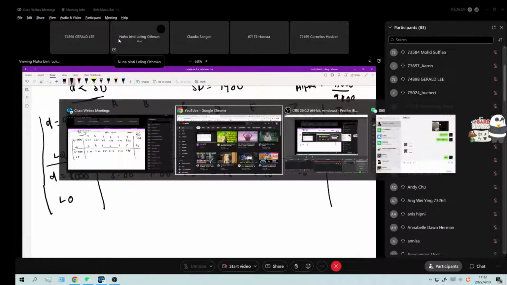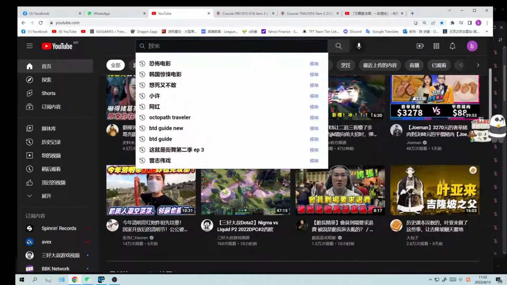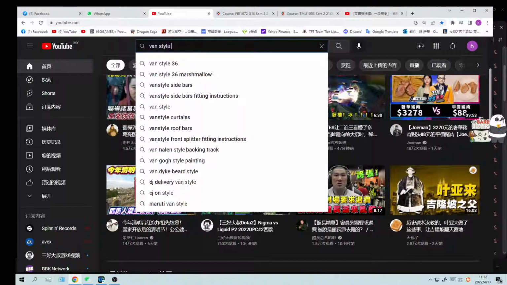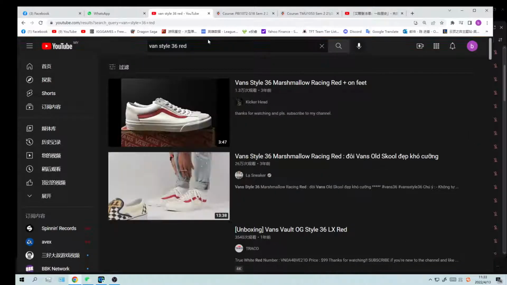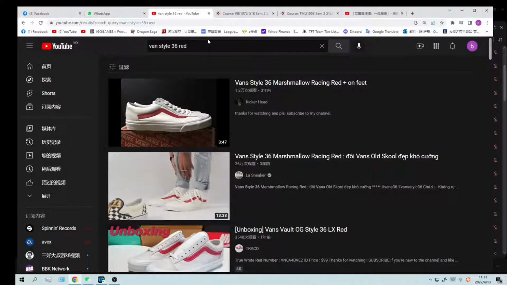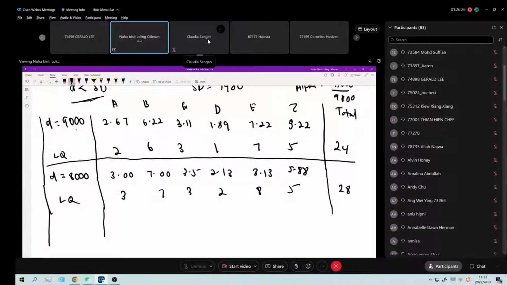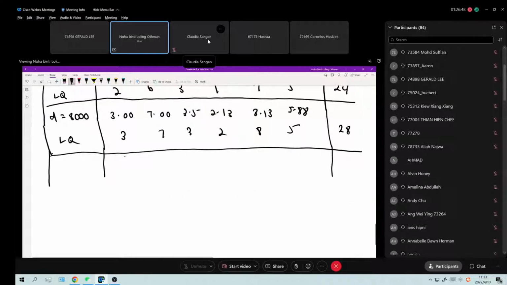So you know that you have the lower quota. This one becomes 3, this one becomes 7, 3, 2, 8, and 5. So you add up, you get 28, the total of this apportionment. Of course, this is impossible because you know the seats of the parliament are only 25. This one is an extra 3, meaning that this is incorrect too. So you guess again.